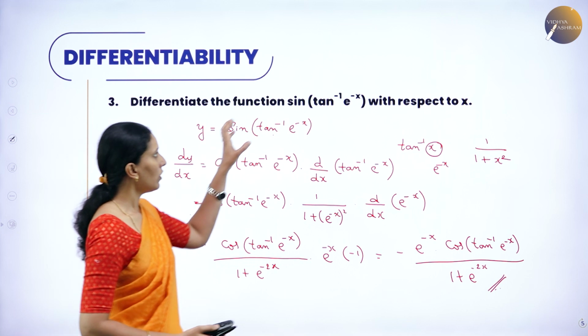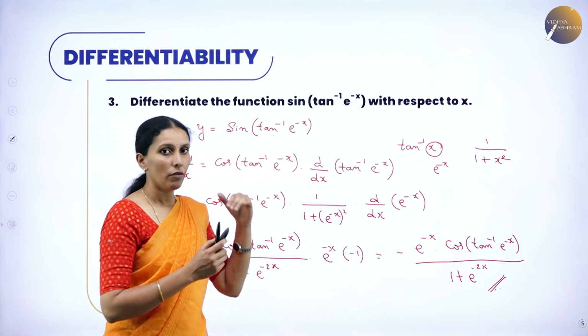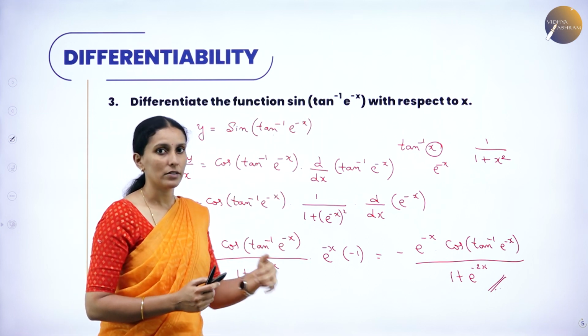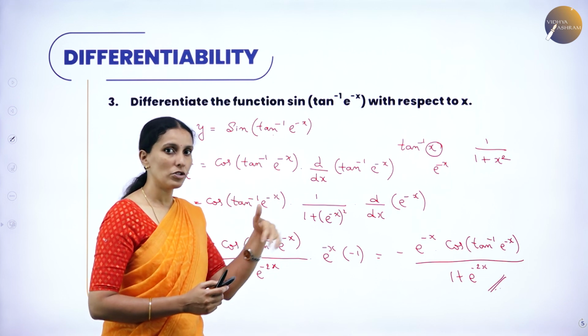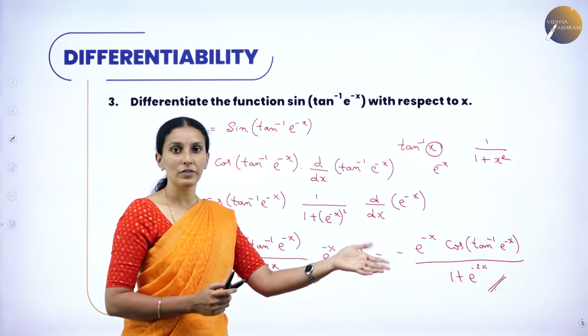So be very careful when you have a composite function. You have to use the chain rule one by one. So that is one derivative of the function. After that, again one more derivative of the other function.